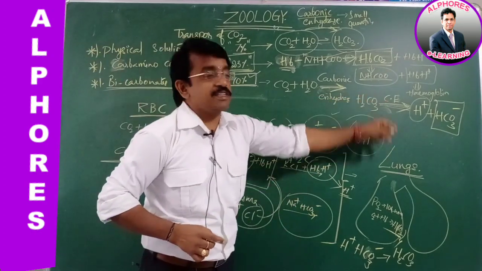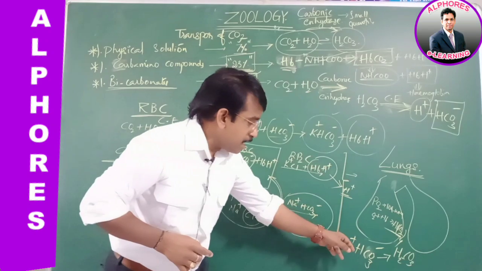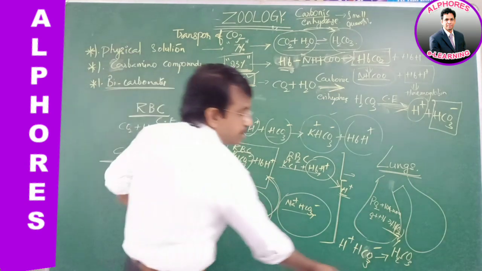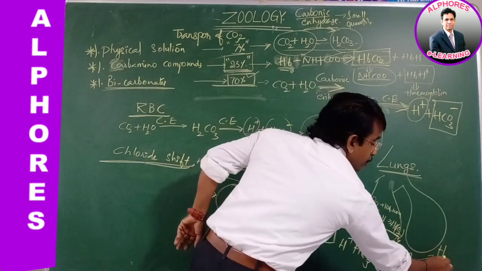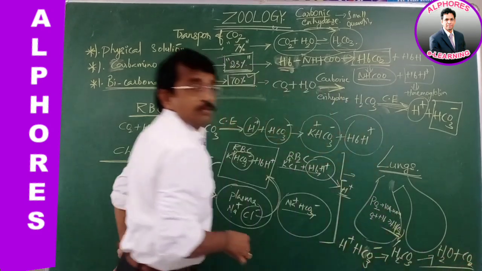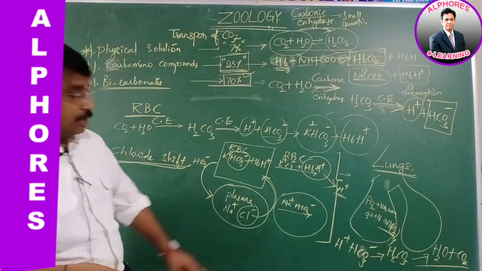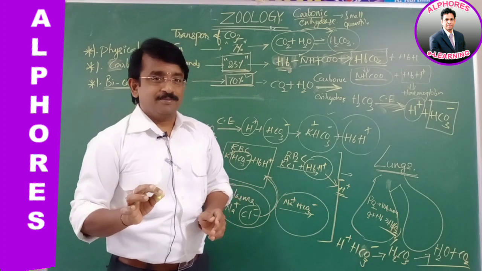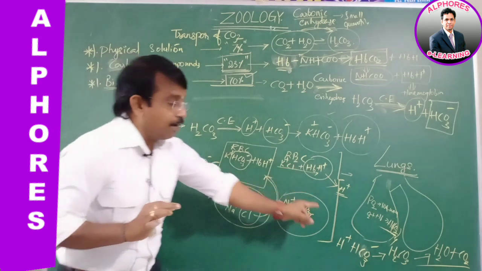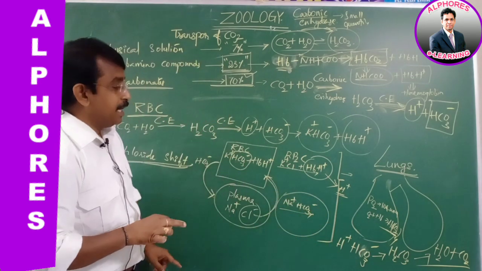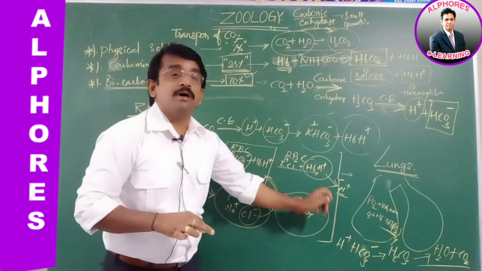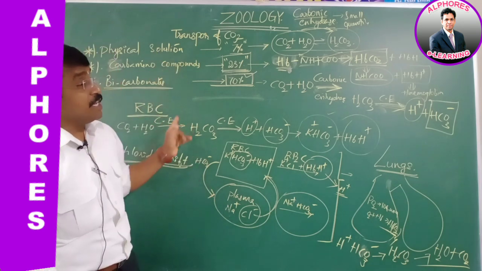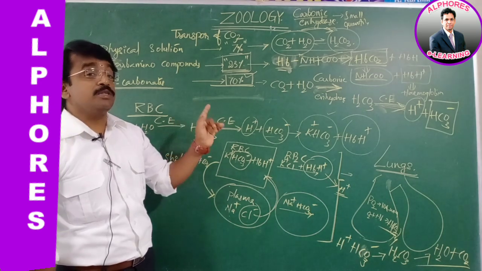That's the reason why we say it is reversible. So combination of H plus and HCO3 minus forms the H2CO3. Next, the H2CO3 breaks down to form H2O and CO2. So when H2O and CO2 are formed, CO2 is sent out. So all the reactions we have seen at the tissues are reversed here. That's the reason why it is said to be a reversible reaction. Even the chloride shift is like the oxygenation of hemoglobin. Oxygenation, how is it reversible?